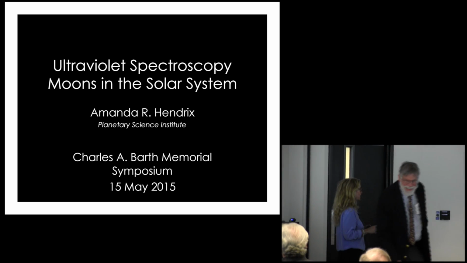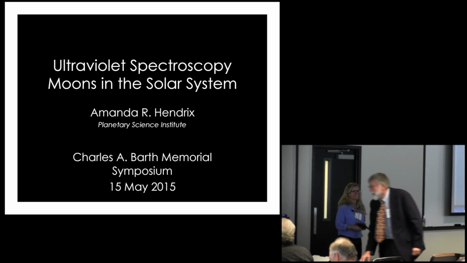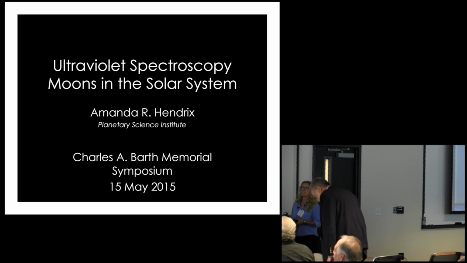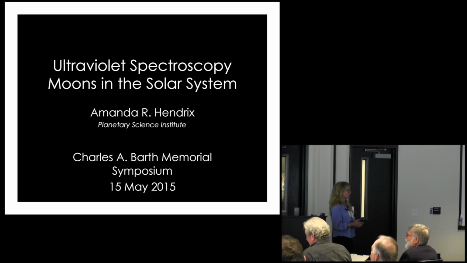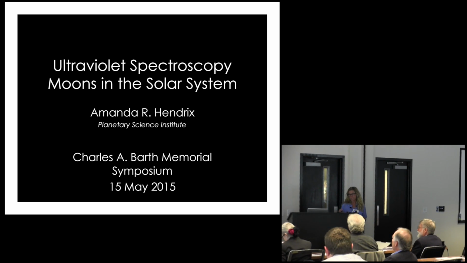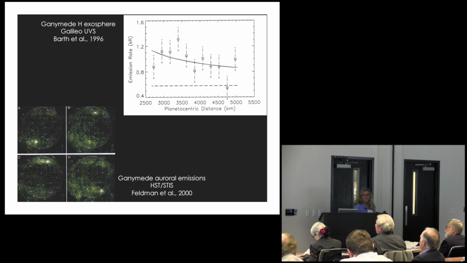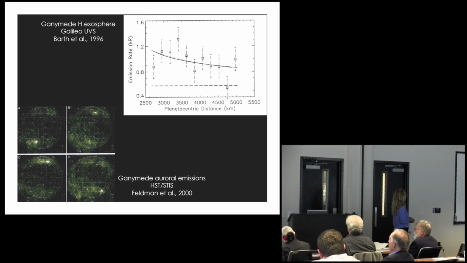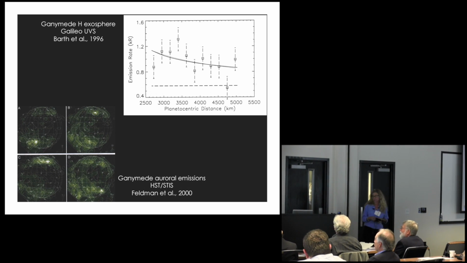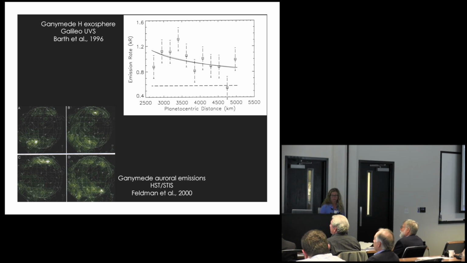My pleasure. So we're going to go back to space. And we've heard this morning about ultraviolet spectroscopy of planets and Dr. Barth's contributions to that field. Here we're talking about moons, and one of his biggest contributions was the detection and discovery of Jupiter's moon Ganymede's exosphere, hydrogen exosphere, that you can see here in the upper plot.